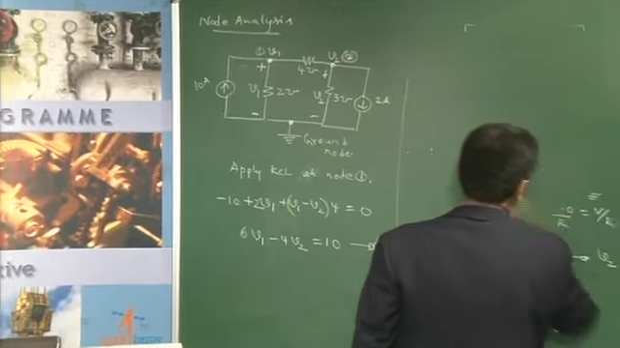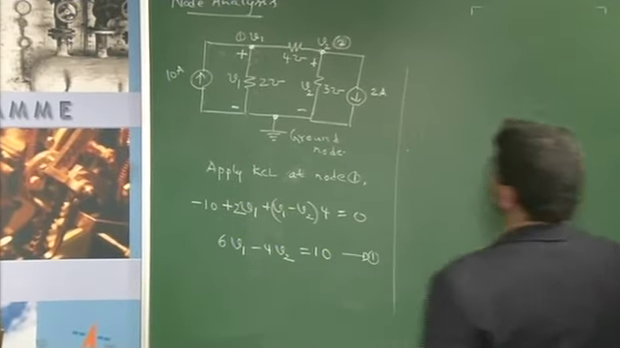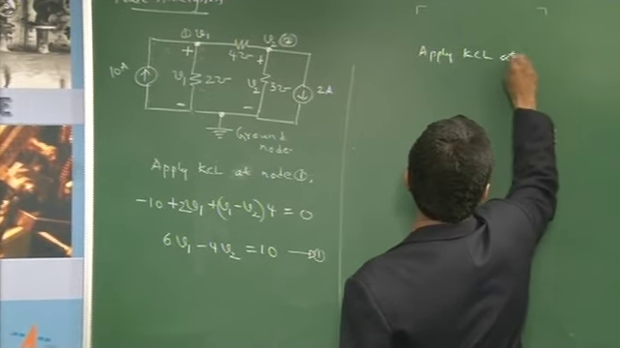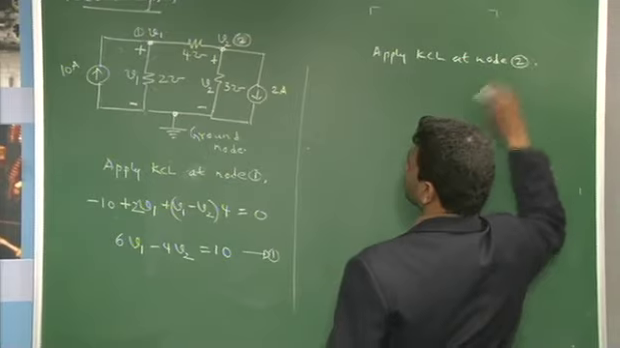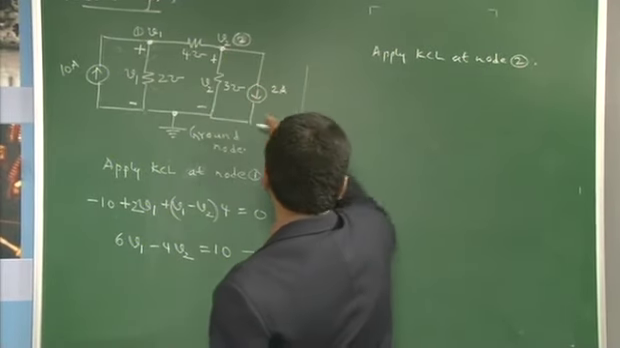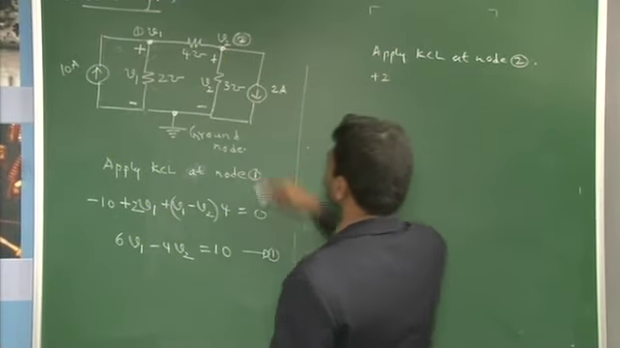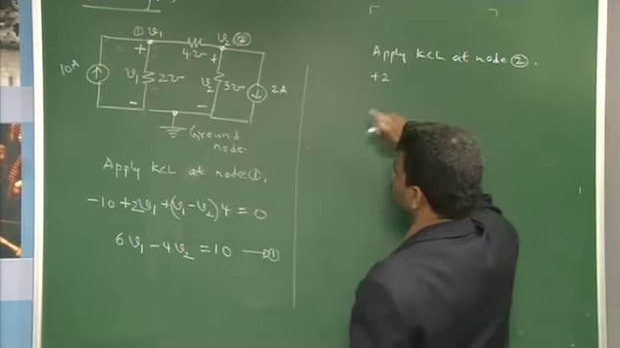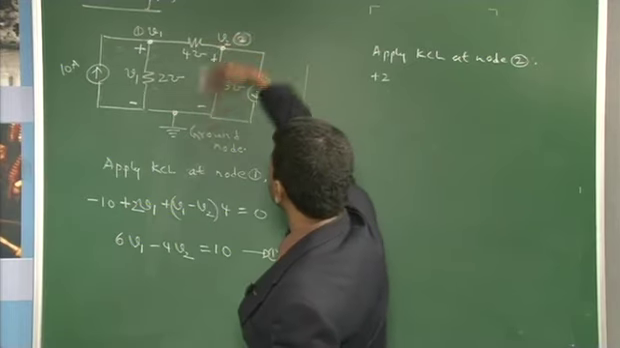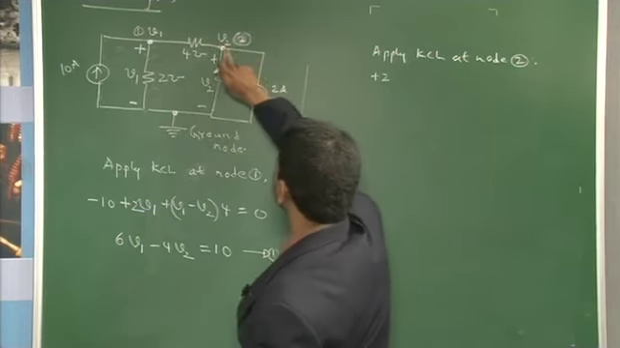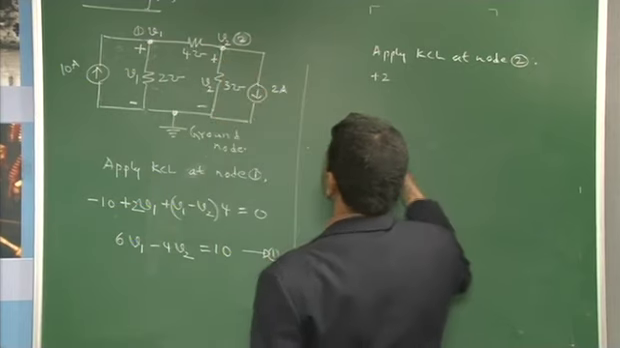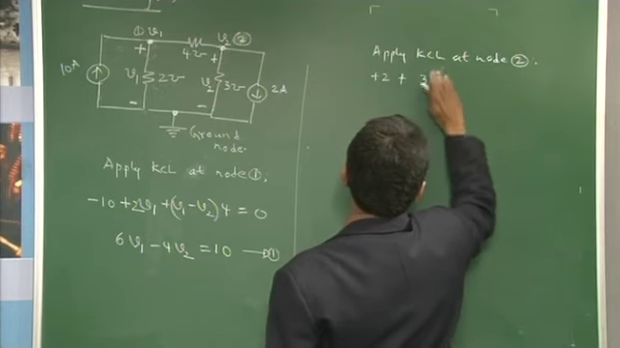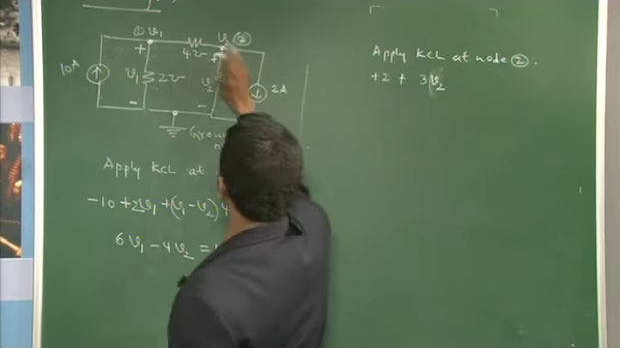Now, apply KCL at node 2. What is the current that comes out of this node in this direction? It is plus 2, because this current was entering and this current is leaving, so you assign a positive sign. What is the current that comes out of this node in this direction? The potential here is V2, the potential here is 0. So, V2 minus 0 into 3, so 3 into V2.